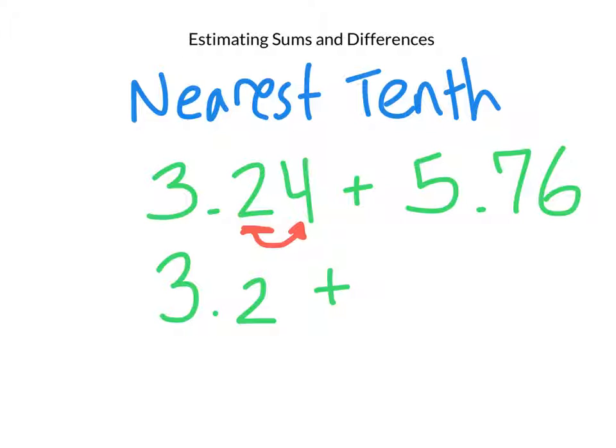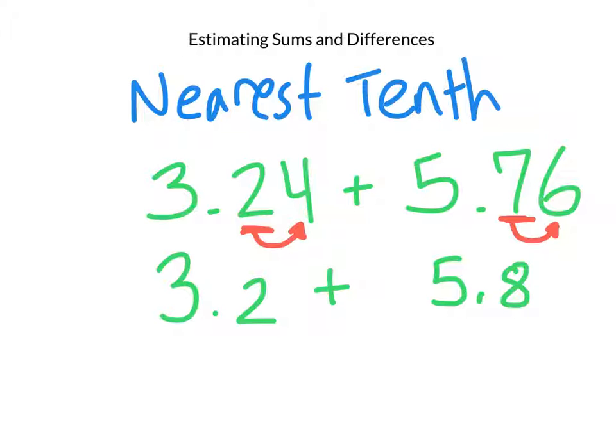plus, looking at the 5.76, here's my tenths place value. I look to the right and it's a 6. So remember, if it's 5 or higher, we're going to round up. So after 7 comes 8. And then I can't forget about everything that came in front of that, my 5 and the decimal. So now we have 3.2 plus 5.8.